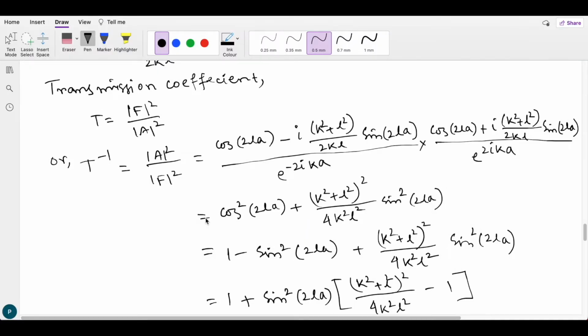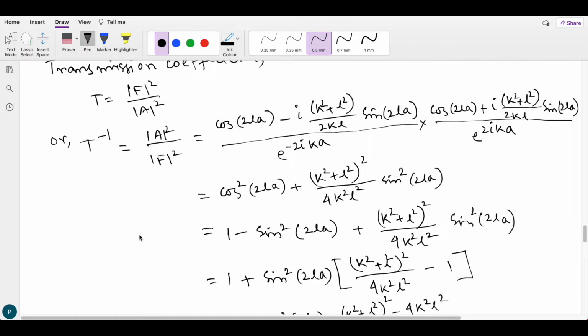Now we know that transmission coefficient is f mod square by a mod square, where f is the amplitude of the transmitted wave and a is the amplitude of the incident wave. So let us derive an expression for T inverse, because if we try to derive the expression for T, it will be a very complex calculation. So to avoid the complexity, we are trying to derive the expression for T inverse here. We know T inverse is a mod square by f mod square.